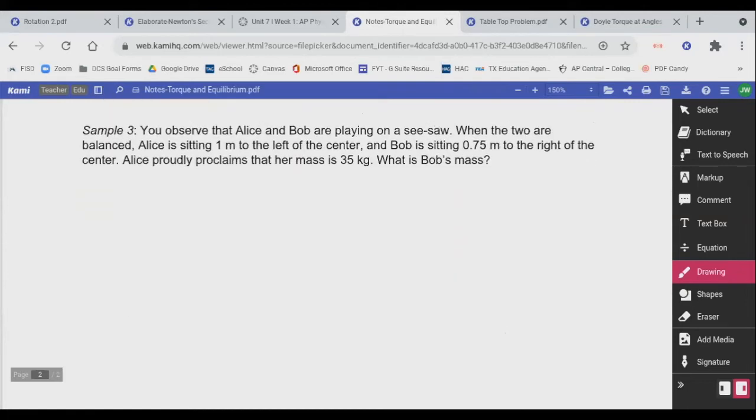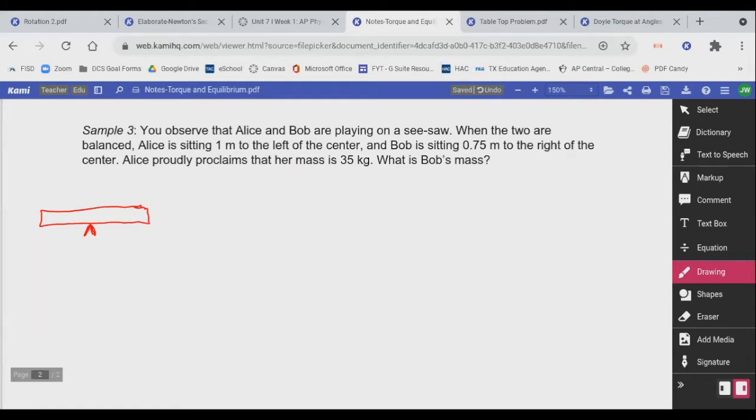All right, sample 3. You observe that Alice and Bob are playing on a seesaw when the two are balanced. Okay, so let's draw a seesaw. There's my seesaw, and then I'm going to put a fulcrum right here. The fulcrum is just where it teeters back and forth. It's the pivot point.